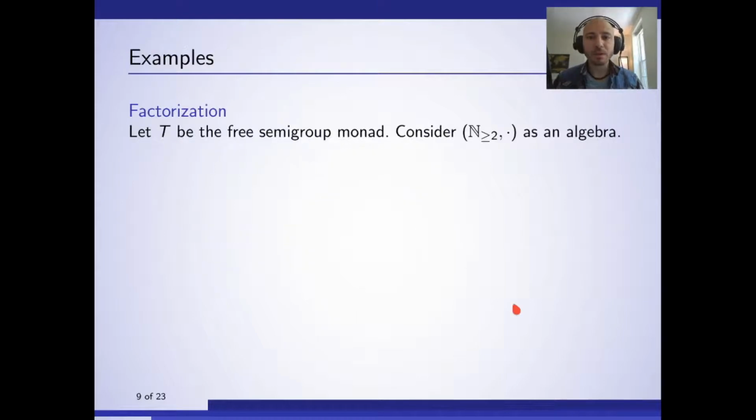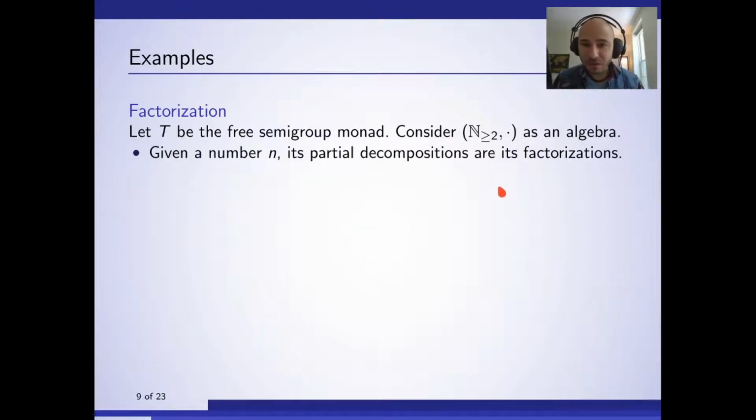All right. Here are some further examples. If you take the free semigroup monad, so algebras are semigroups, and as an algebra you take natural numbers with multiplication excluding 0 and 1. Okay, so the unit is not there, but it's okay because we just want semigroups. Then the partial decompositions are factorizations.